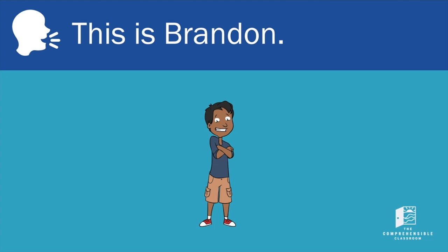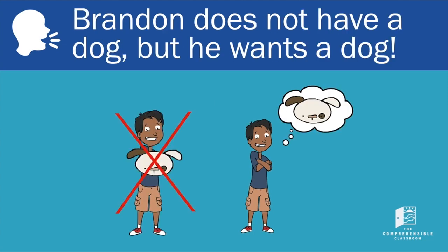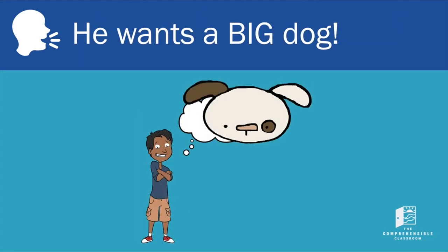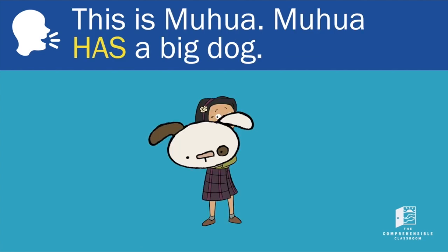Now, let's imagine that you're working with the same class later in the year. They already have a good bit of language at their disposal, and so you can move a lot more quickly through the story. Let's try. This is Brandon. Brandon does not have a dog, but he wants a dog. He wants a big dog. Notice, I'm not asking any questions. My students totally get this. I can just say it and move on.